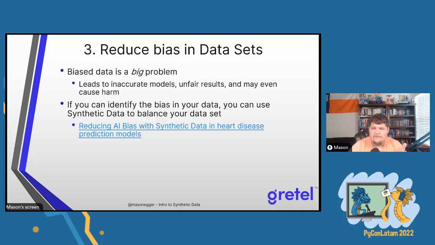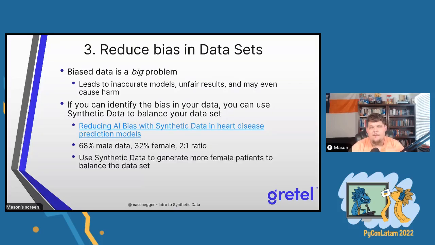But this blog that we have here talks about reducing AI bias with synthetic data in heart disease prediction models. In this blog, we talk about taking a data set where the data was 68% male and 32% female, so a 2-to-1 ratio of male data to female data when predicting heart disease. What we were able to do is take this data set, identify that it's skewed heavily towards the male population, and then augment it and generate more female data to balance the data set. So the data set became 50-50 instead of 68-32.